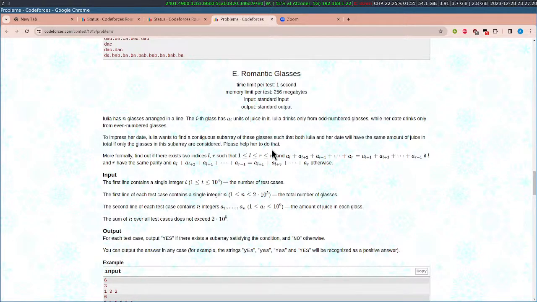Okay, moving on to problem E now. The problem name is Romantic Glasses. Probably the name is Julia or something else, I'm not really sure. Let's call her Julia. Julia has n glasses arranged in a line. The ith glass has a_i units of juice in it. Julia drinks only odd-numbered glasses, while her date drinks only from even-numbered glasses.